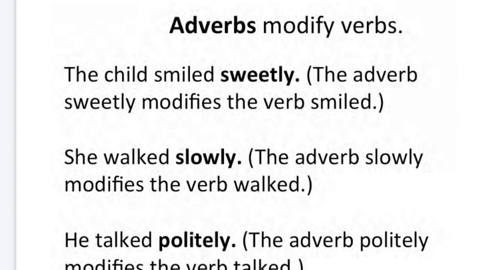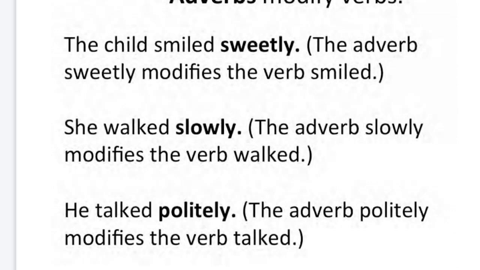So first is adverbs, they modify verbs or they tell something special about verbs. For example, the child smiled sweetly. Now here smiled is the verb, and how did the child smile? Sweetly. So sweetly is an adverb. The adverb sweetly modifies the verb smiled.